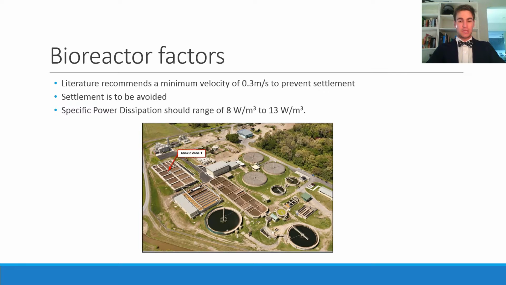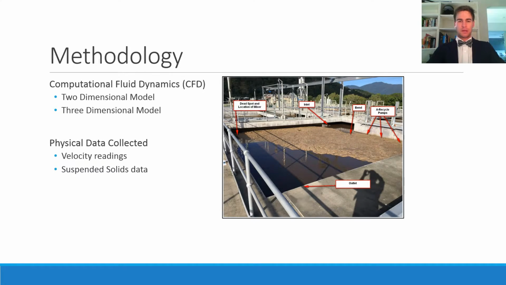The shown image is of the Northern Wastewater Treatment Plant, and denoted is the Anoxic Zone 1. The Anoxic Zone is 8.1 meters wide, 13.7 meters long, and 5.8 meters deep. The first phase of the project was to develop a 2-dimensional computation fluid dynamic model and determine a suitable turbulent equation to proceed with, while also completing a mesh-independent study.